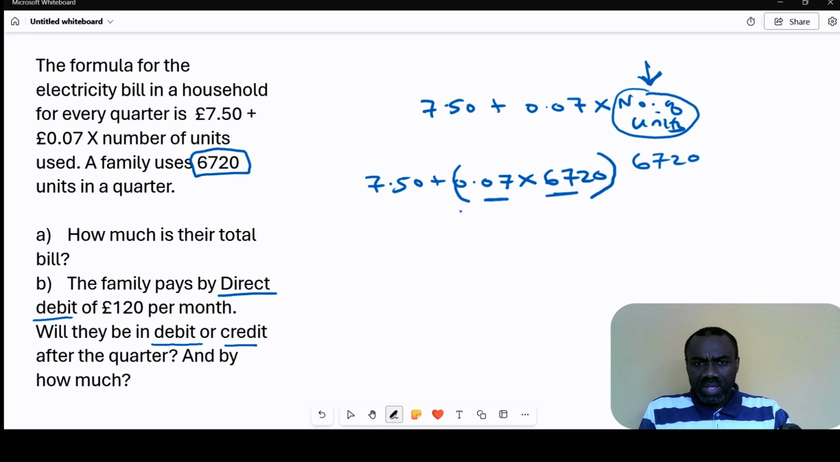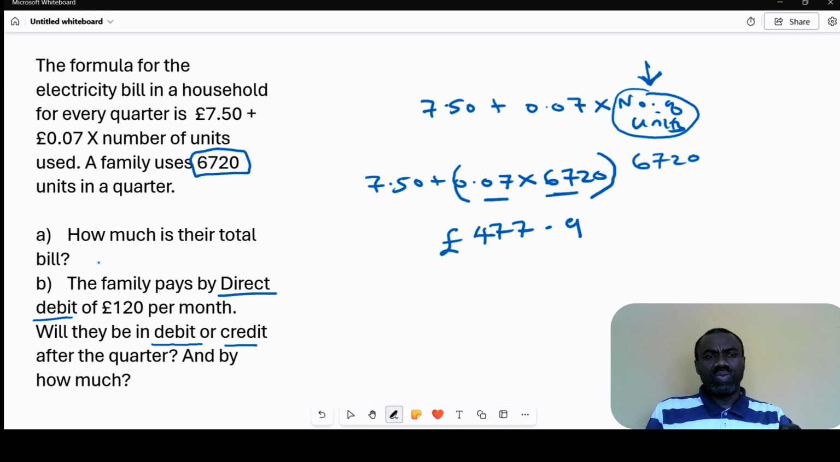When we work it all out, it will come up to 477.9. Okay, as simple as that. And don't forget your pound sterling unit, because it is asking how much is the total bill. So we substitute the 6720 units here, do the arithmetic, and we end up with 477.90. So that becomes the bill for the quarter.